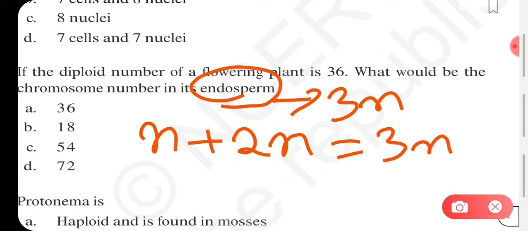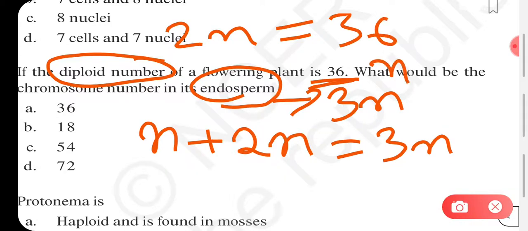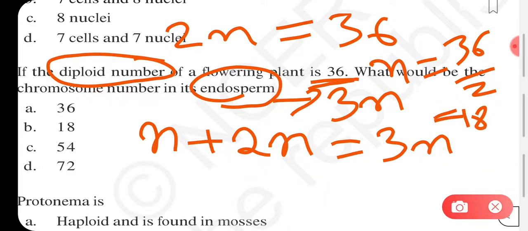Okay. Now in the question it is given that the diploid number, that is 2n, is 36. So what will be the value of n? n will be 36 divided by 2. You get that as 18, right?